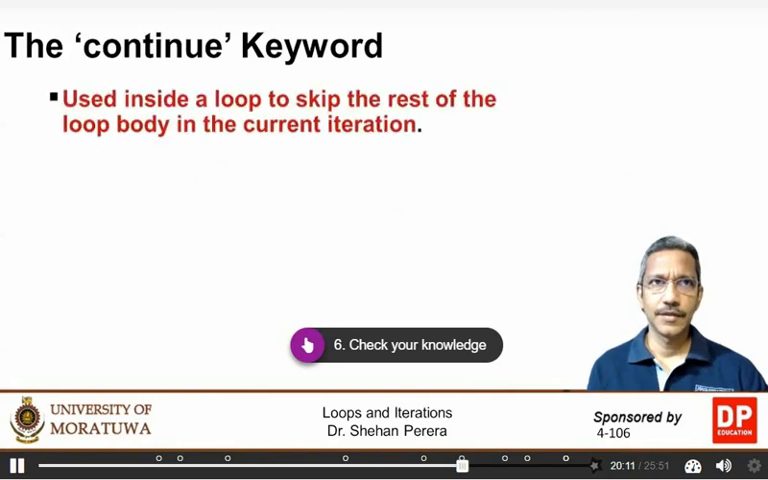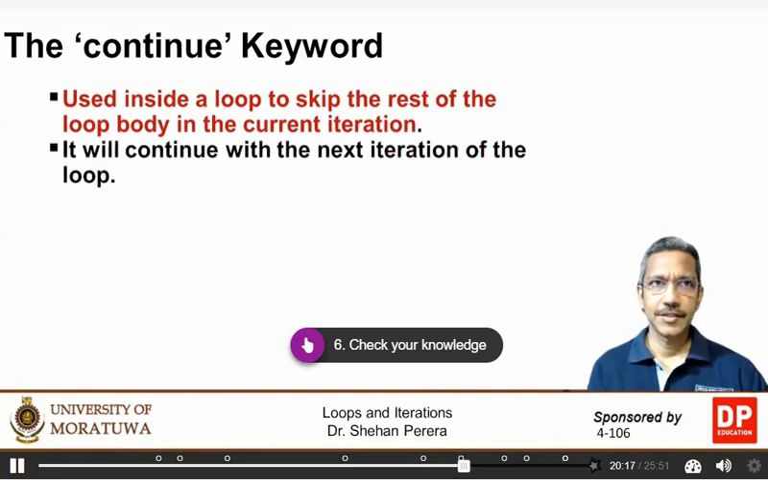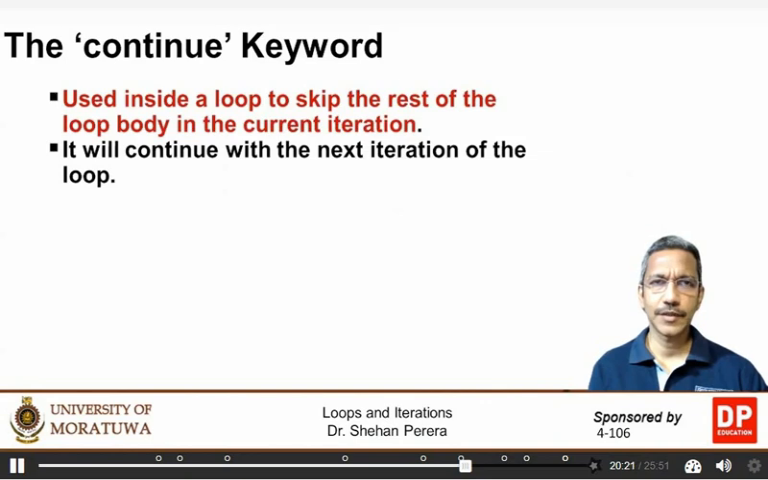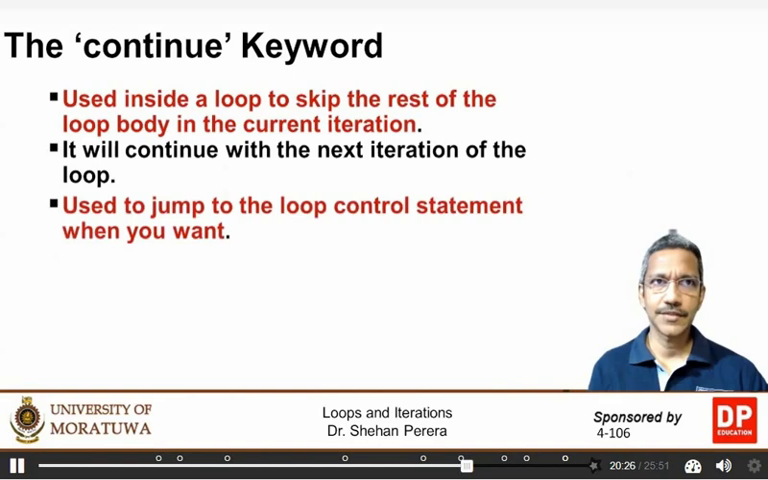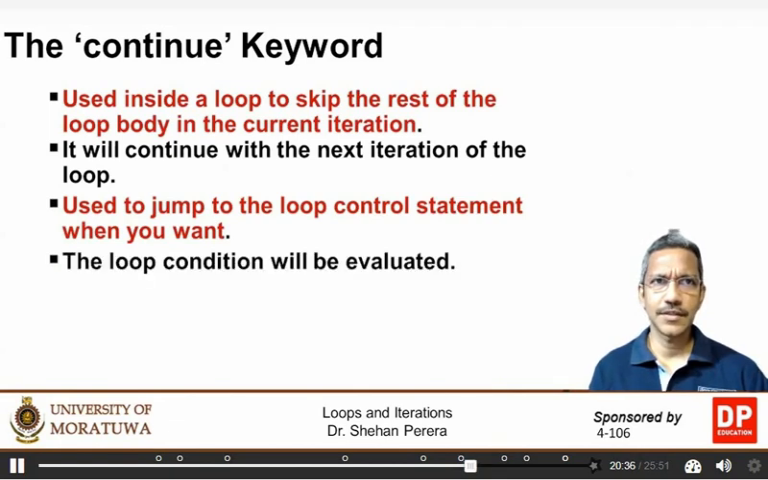Continue is another keyword that we use inside a loop to skip the rest of the loop body in the current iteration. It will continue with the next iteration of the loop without executing the rest of the code that we have below the continue statement. It is used to jump to the loop control statement when we want. If we need to jump back to the control statement or the condition, we can use continue. The loop condition will be evaluated and the next iteration will continue.